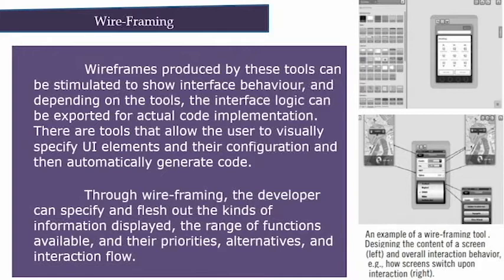There are tools that allow the user to visually specify UI elements and their configuration, and then automatically generate code. So these wireframing tools can generate code. Through wireframing, the developer can specify and flesh out the kinds of information displayed, the range of functions available, and their priorities, alternatives, and interaction flow.